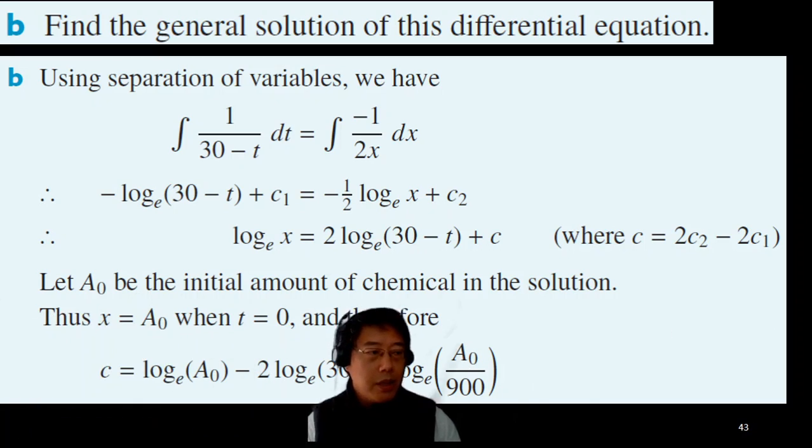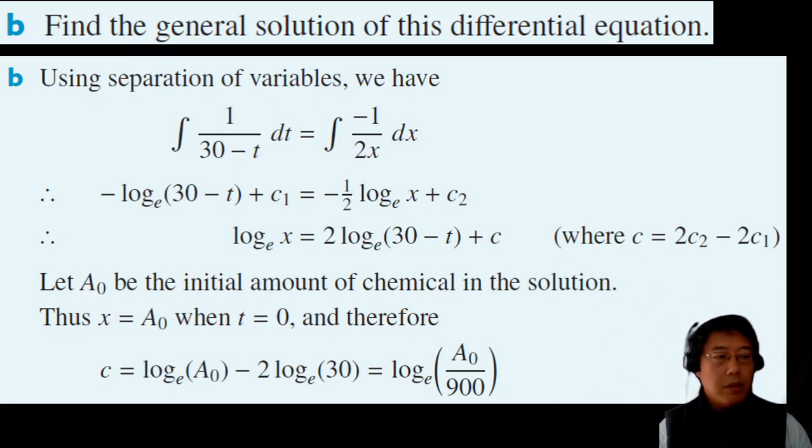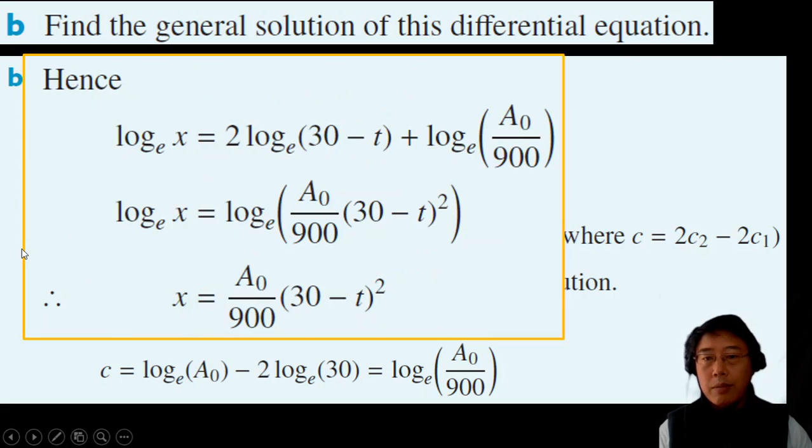Am I in the way? Yes. So here, that's your C constant. Then we continue with that expression. We substitute that C constant, and we do the working out to get the general solution of x in terms of t, which is this final expression. Okay, still in terms of A0 and time.